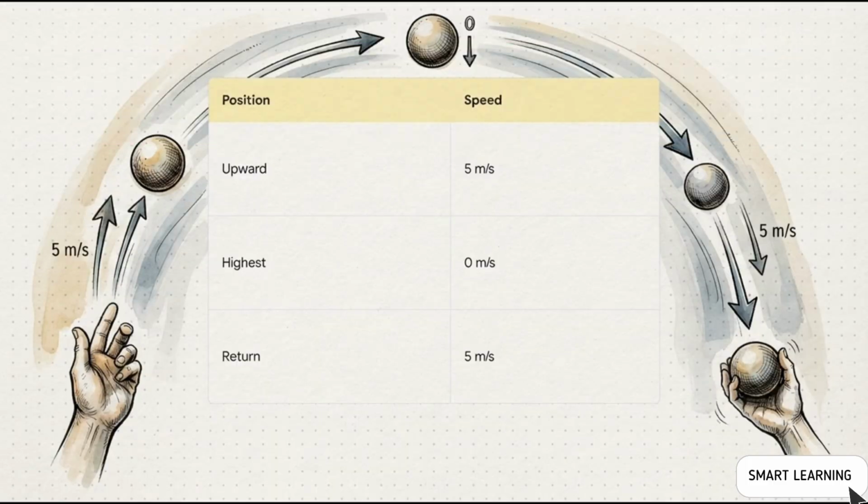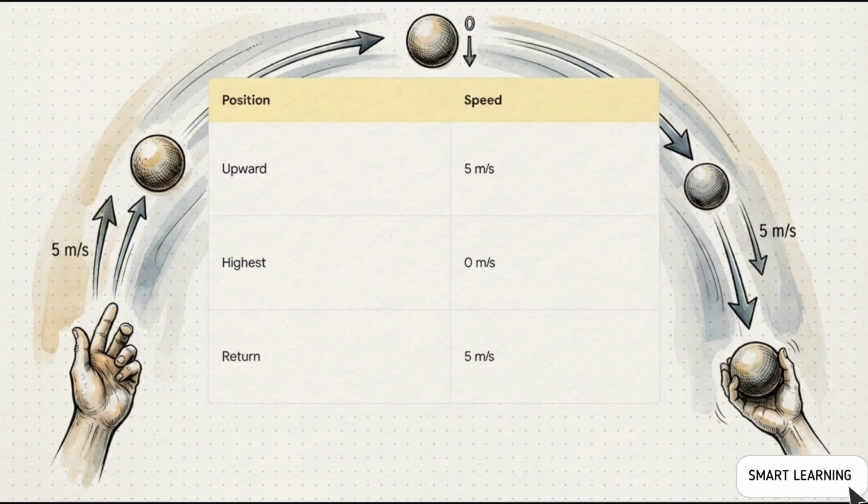This perfectly showcases the beautiful symmetry of freefall. If we ignore air resistance, the ball returns to its starting point with the exact same speed it left with, just in the opposite direction. On the way up, it leaves the hand at 5 meters per second. At its absolute highest point, as we saw earlier, its speed hits exactly 0.